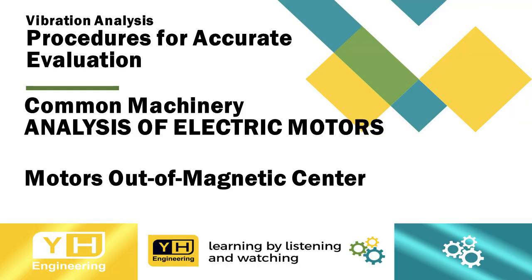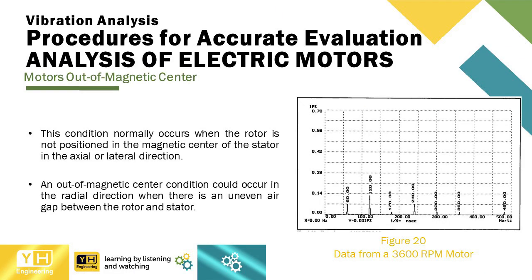Vibration analysis. Procedures for accurate evaluation of machinery condition. Common machinery. Analysis of electric motors. Motors out of magnetic center. This condition normally occurs when the rotor is not positioned in the magnetic center of the stator in the axial or lateral direction. An out-of-magnetic center condition could occur in the radial direction when there is an uneven air gap between the rotor and stator.